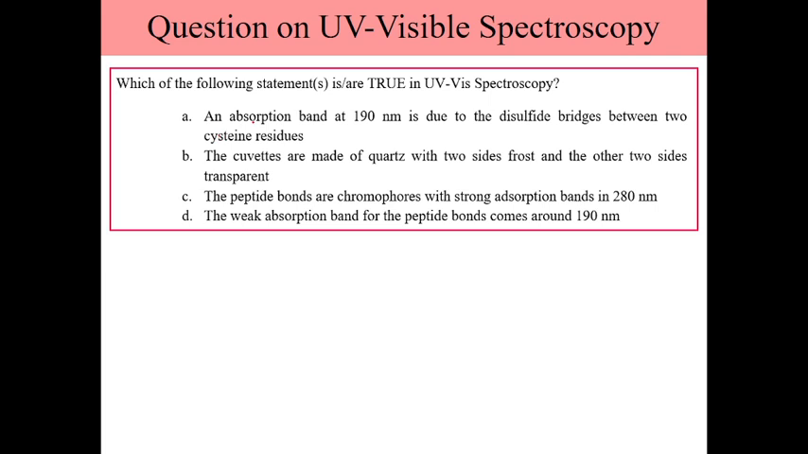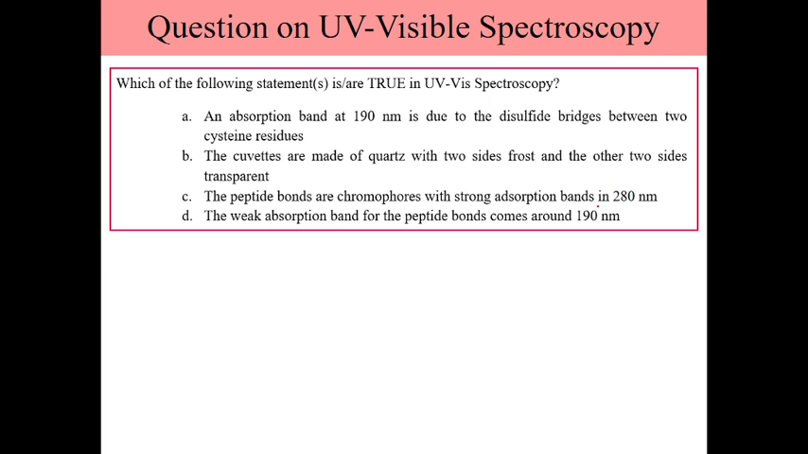Okay, so an absorption band at 190 nanometer is due to disulfide bridges between the two cysteine residues. The cuvettes are made up of quartz with two sides frosted and two other sides transparent in UV visible. Okay, so the peptide bonds are chromophores with strong absorption bands at 280 nanometer.